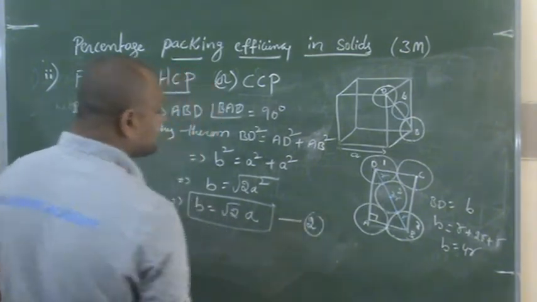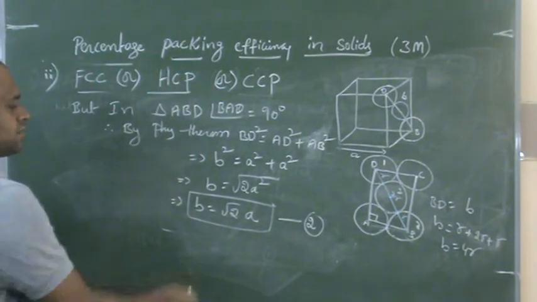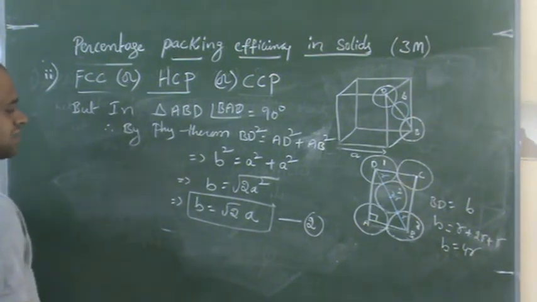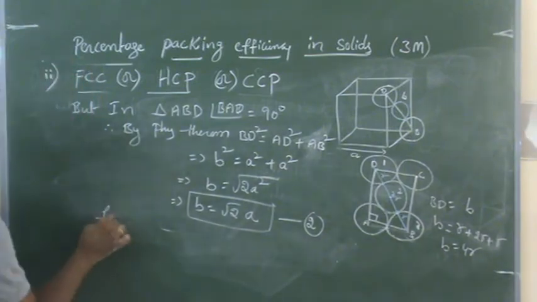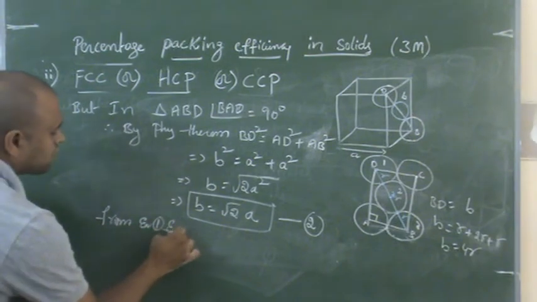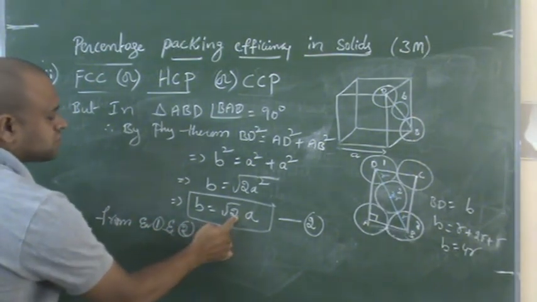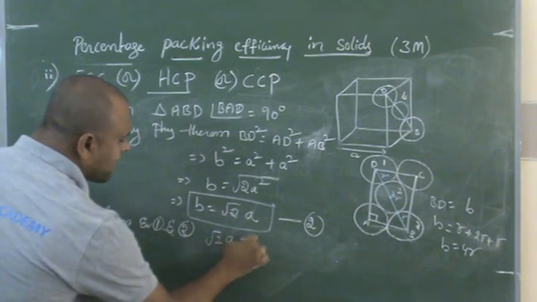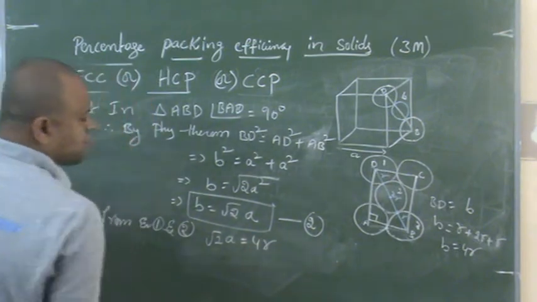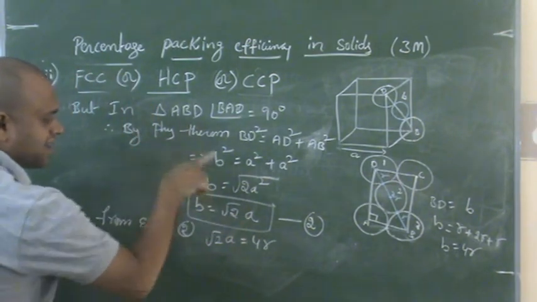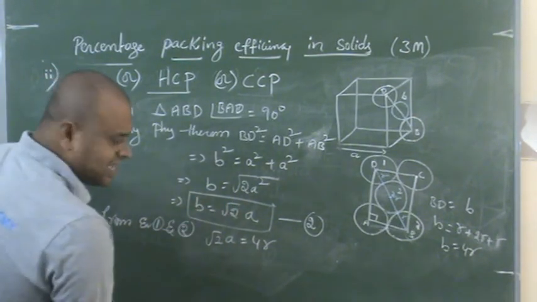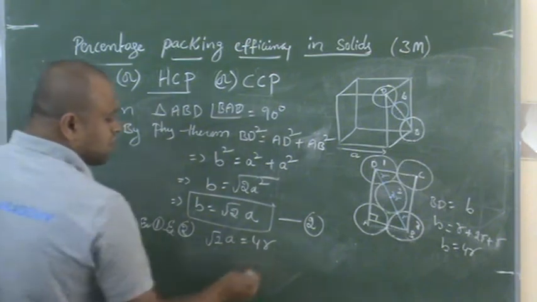Give this as equation 2: b is equal to root 2 a. Understood, right? From equations 1 and 2, b is equal to root 2 a, and there we got b is equal to 4r. So here also b, there also b. That's why when the RHS are equal, then the LHS are also equal. That's why root 2 a is equal to 4r.